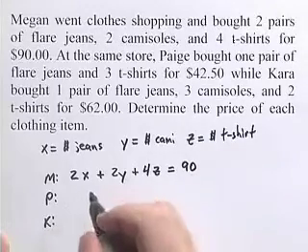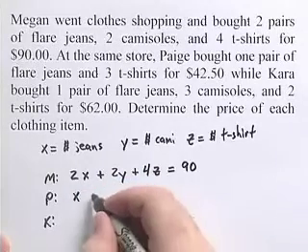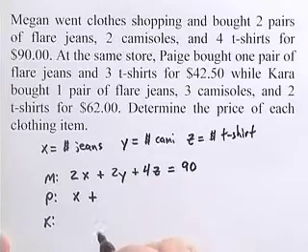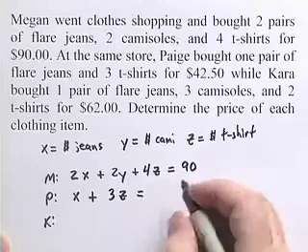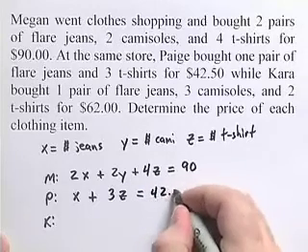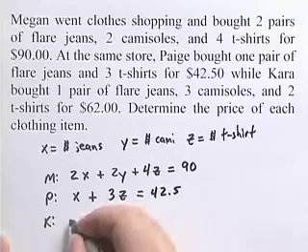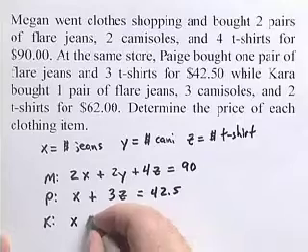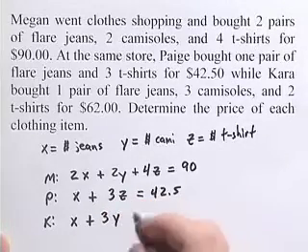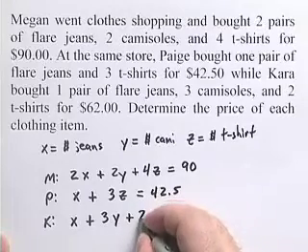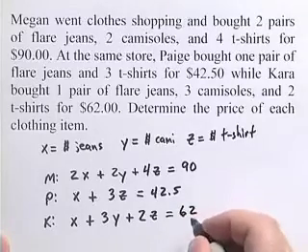Paige bought 1 pair of flare jeans, so she spent X dollars on jeans, plus she bought 3 t-shirts, so that's plus $3Z, for a total of $42.50. Kara bought 1 pair of flare jeans, so she spent X dollars on jeans. She bought 3 camis, so she spent $3Y on camis, and 2 t-shirts, so she spent plus $2Z on t-shirts, for a total of $62.